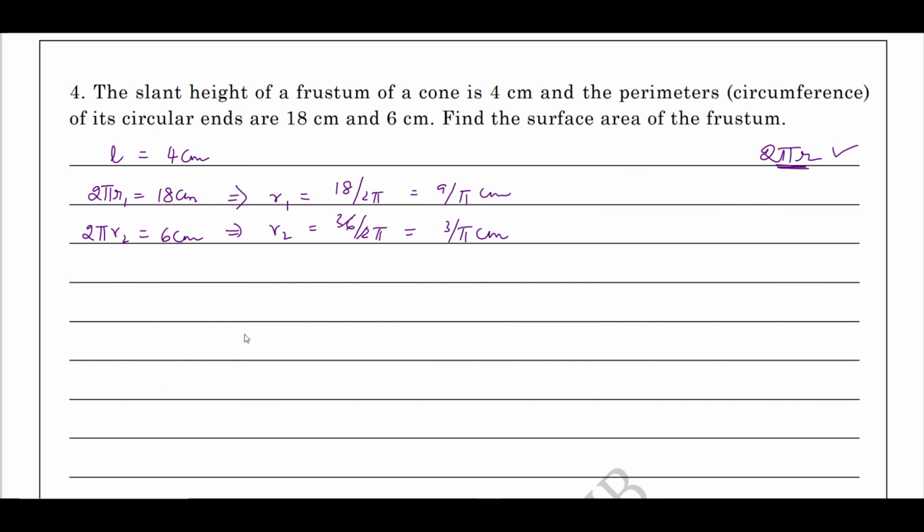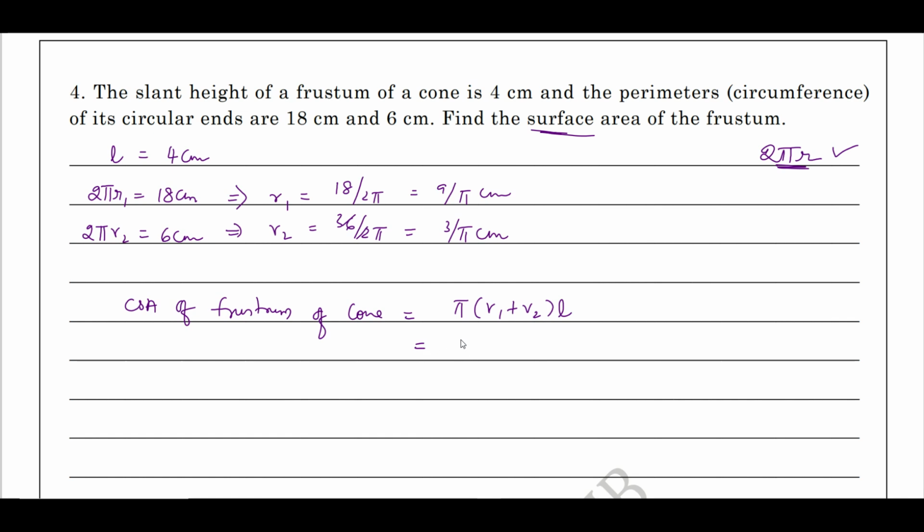Students, if they mention directly here to find the curved surface area of the frustum, that means you should find out CSA. Here they have just asked the surface area of the frustum, so first what I'll do, in the textbook it is just CSA of frustum of cone. So I'll find out the CSA of frustum of cone equals pi (r1 plus r2) into l.